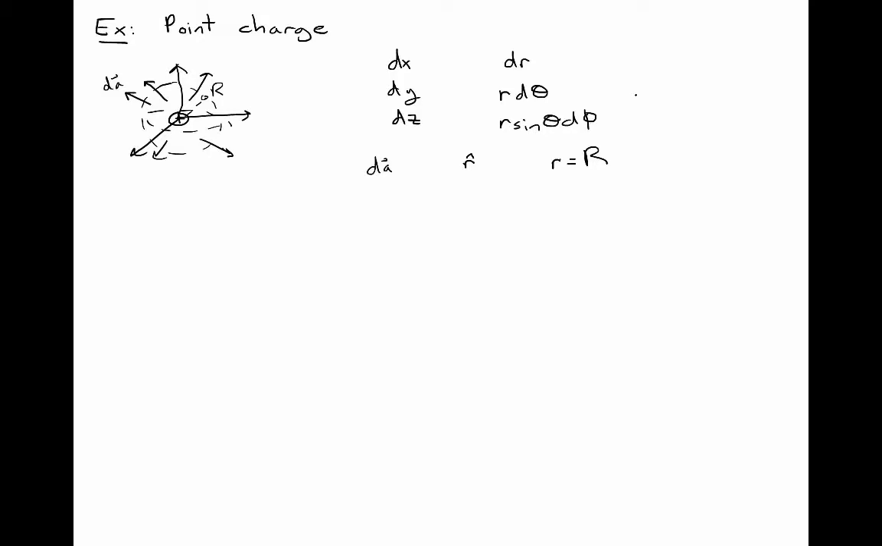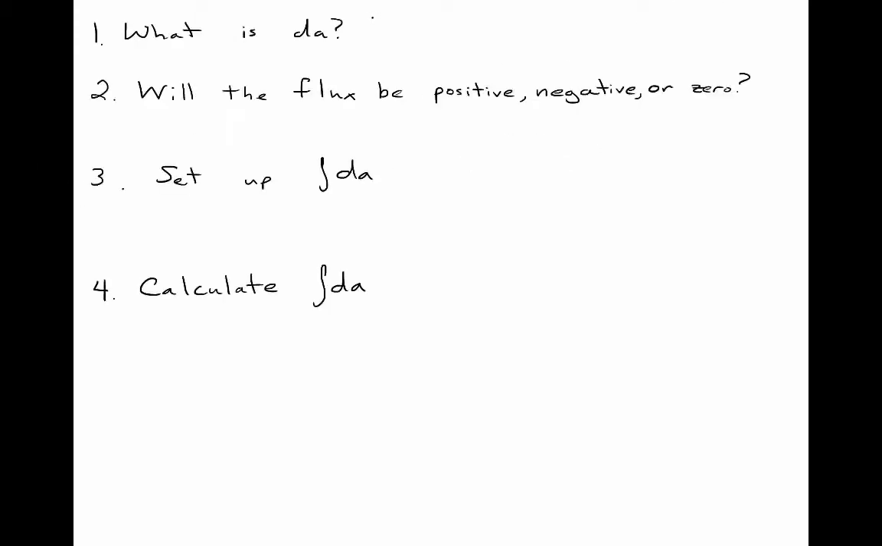I'm going to let you do a little more and more on your own as we go. So here are your questions. I want you to figure out what dA is on the surface of the sphere. Remember, that's where the radius is constant. It's defined by little r equals capital R. I want you to tell me whether the flux through that surface will be positive, negative, or zero.